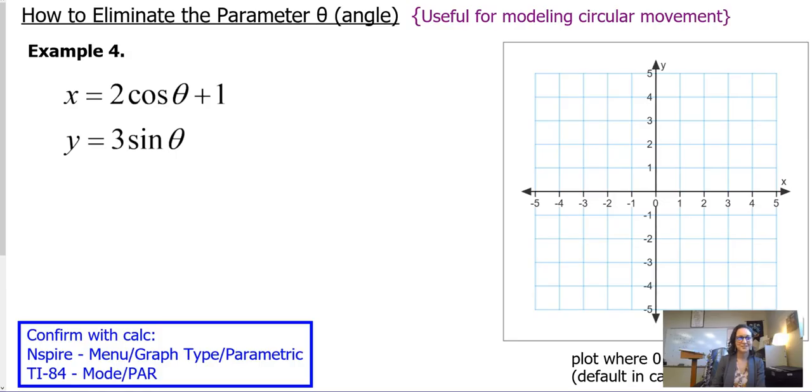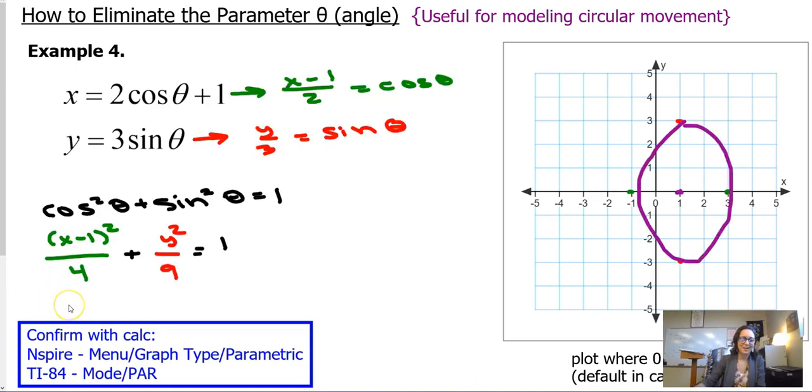I'm going to force a pause on your screen. Can you try example 4 on your own? So look through example 3 one more time, see if you can eliminate the parameter theta and get a rectangular equation, so just x's and y's in your equation.